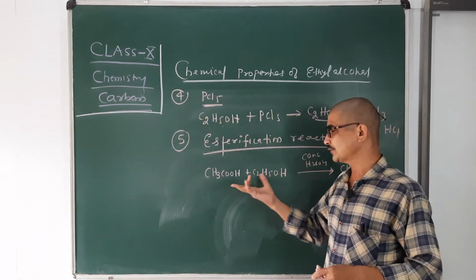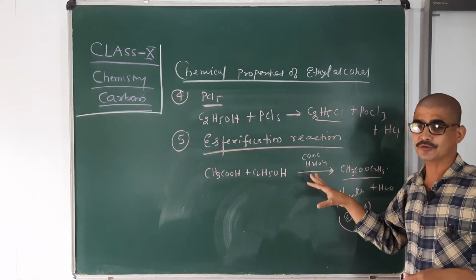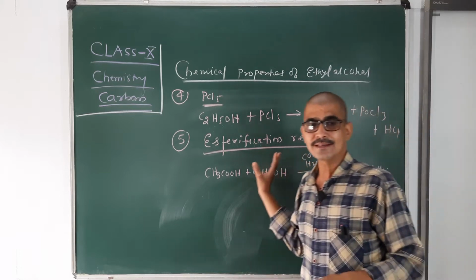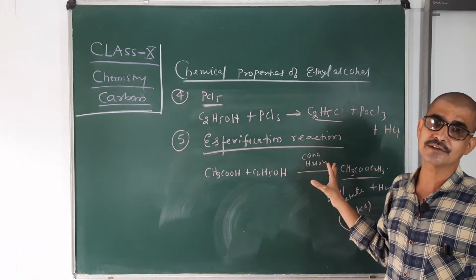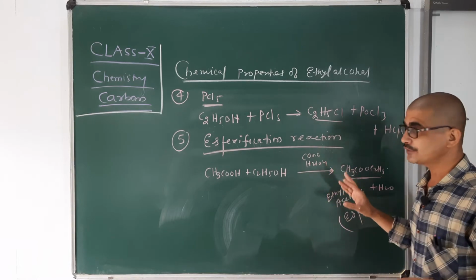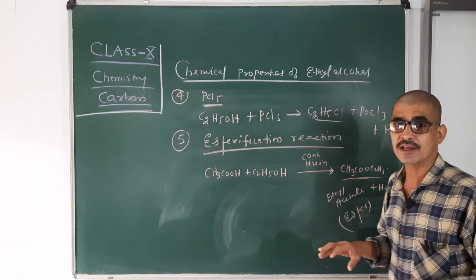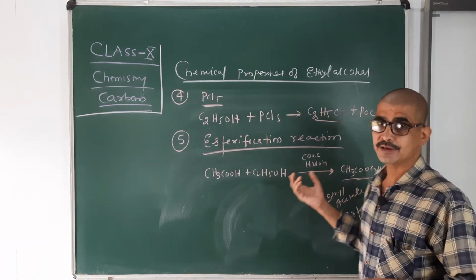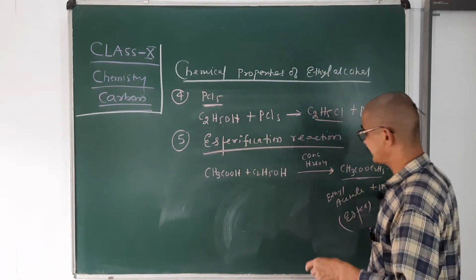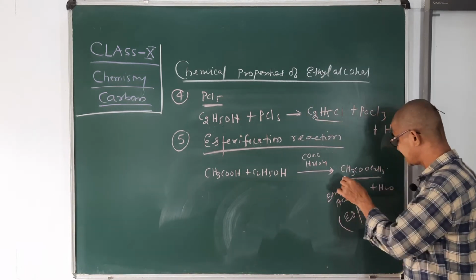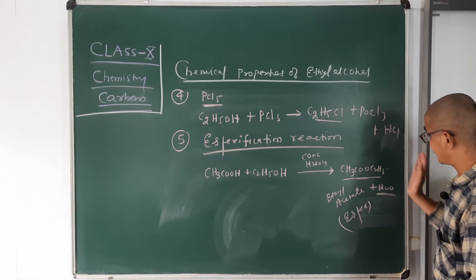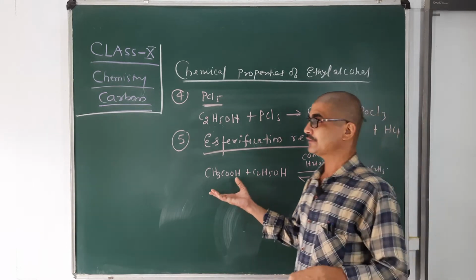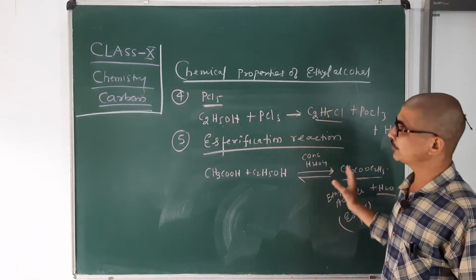When acetic acid reacts with ethyl alcohol in the presence of concentrated sulfuric acid, we will get ethyl acetate, or ester, because in this reaction concentrated sulfuric acid acts as a dehydrating agent. Suppose concentrated sulfuric acid is not added, then we will not get the ester. The reason is that ethyl acetate further reacts with water and the reaction becomes reversible, so we will get acetic acid and ethyl alcohol again. That's why we will not get the ester.